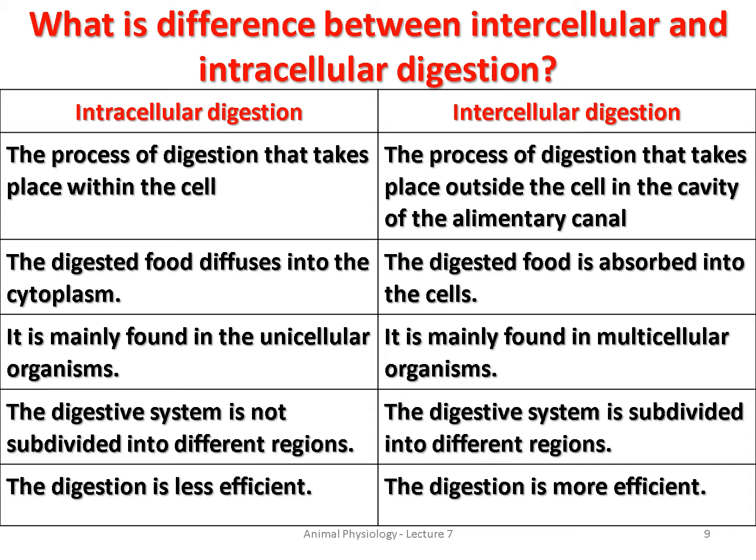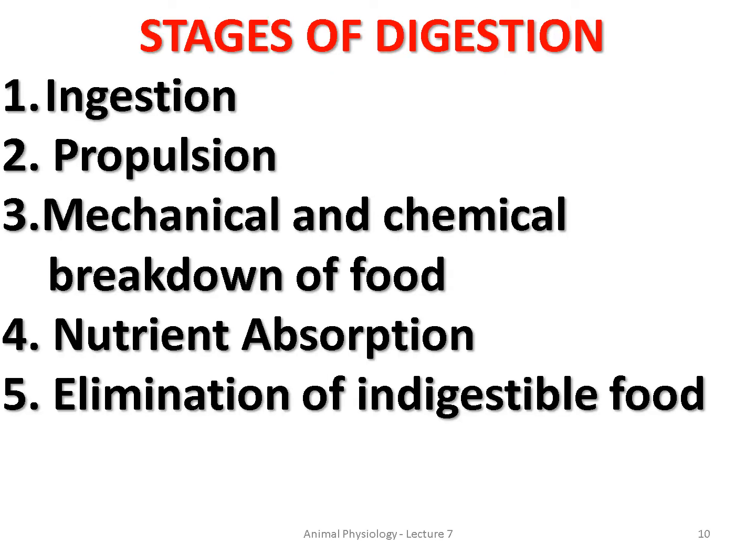Then the digestive system is not subdivided into different regions in the case of intracellular process, but here there are different regions, different parts present in the digestive system in the case of intercellular digestion. And here the digestion is less efficient, here it is more efficient. Okay, so these are some of the main differences between intracellular and intercellular digestion.